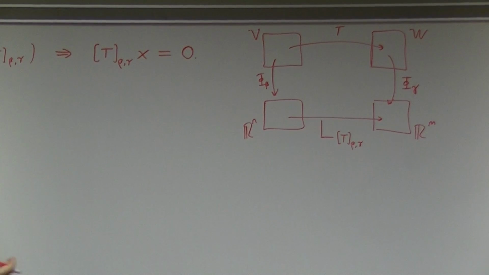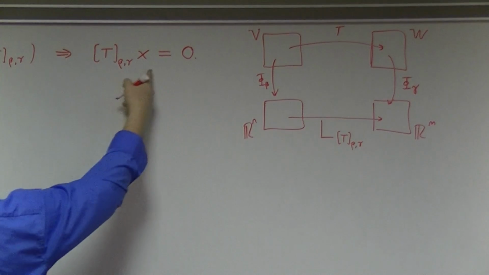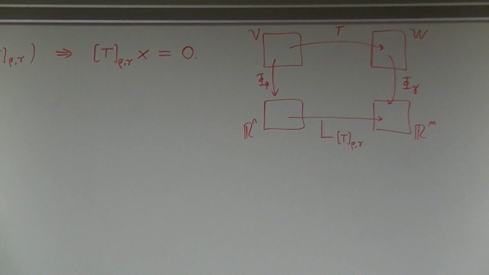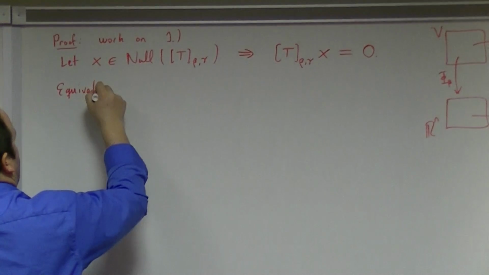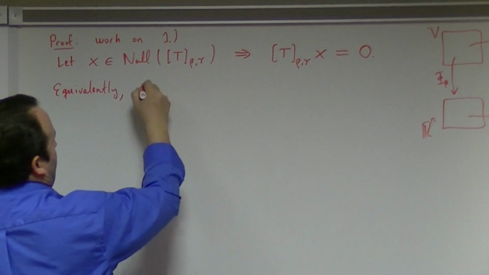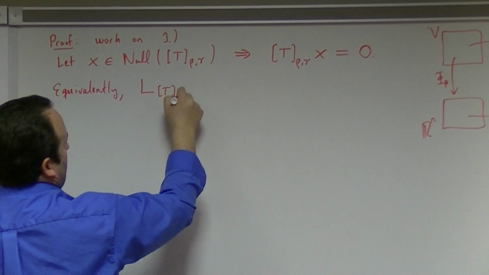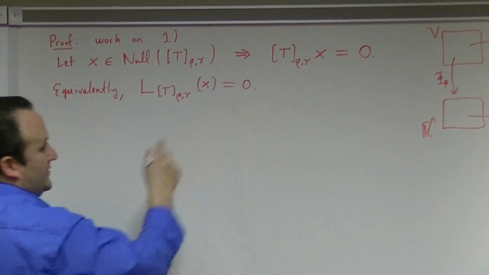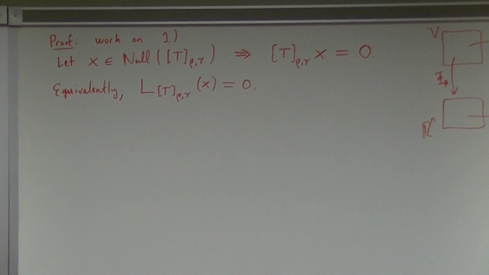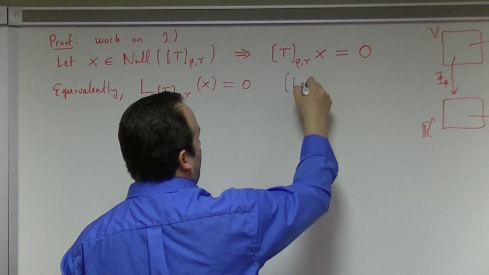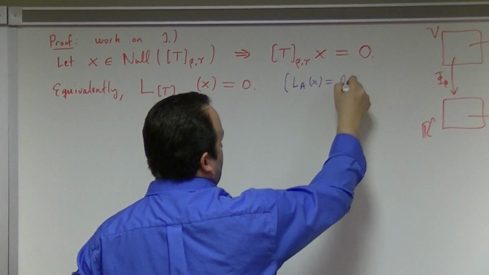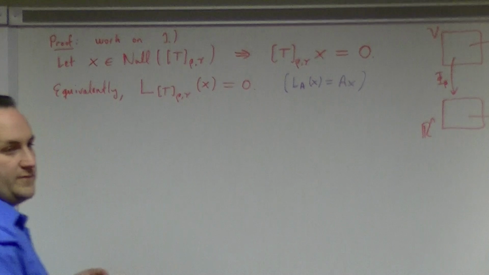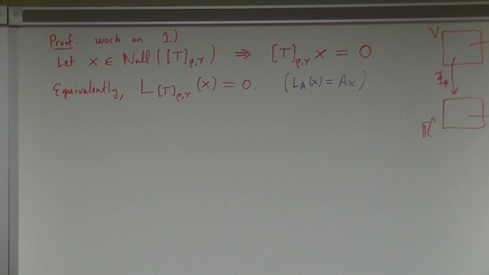Okay, so let's see here. Equivalently, let's state it in terms of a linear transformation. I can write L of that matrix acting on x equals 0. I've just changed language a little bit. Remember what L sub a matrix is? This goes back to the fundamental theorem of linear algebra. I'm just using the notation we used earlier, like L sub A of x is equal to Ax, right? You forgot. I still use that notation.